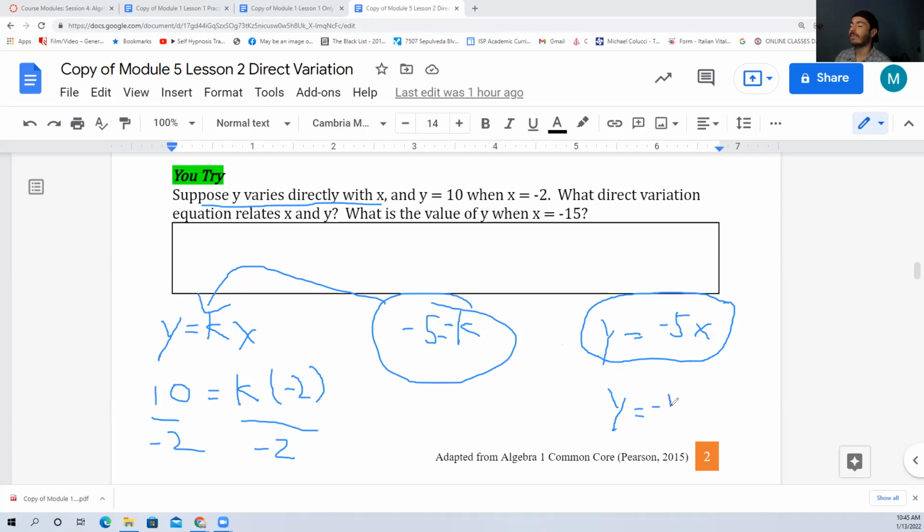to evaluate, and I end up with -5 times -15, which gives me y is equal to positive 25, because a negative times a negative is in fact a positive. So there's our two answers. y is equal to -5x, that is the direct variation equation that relates x and y. And when x is -15, y is positive 25.